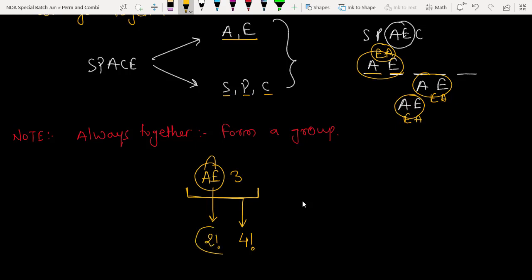So what will we do with these 2 numbers? I will multiply, because I want the permutation in between 4 objects and in between these 2 also. So the answer is 4 factorial into 2 factorial.